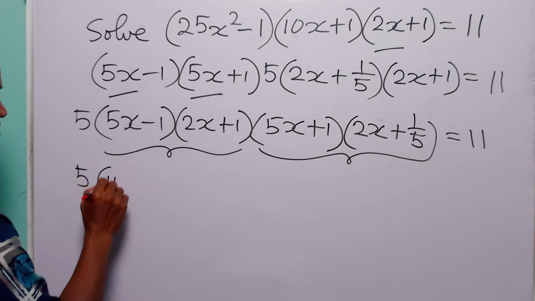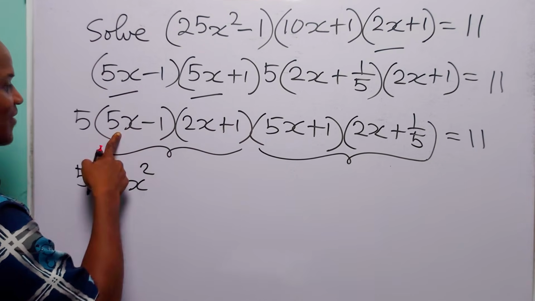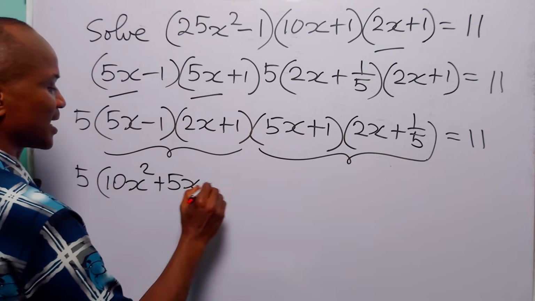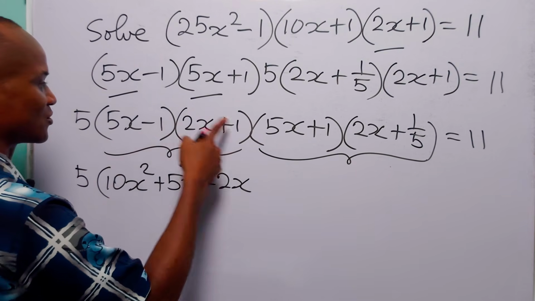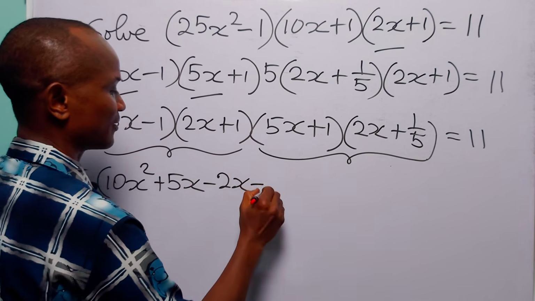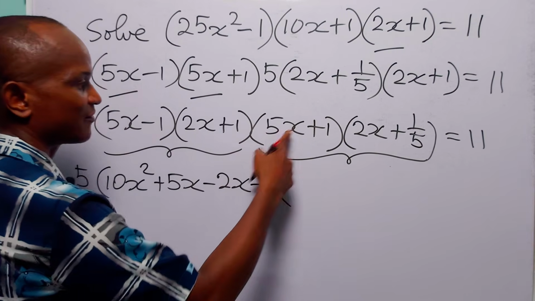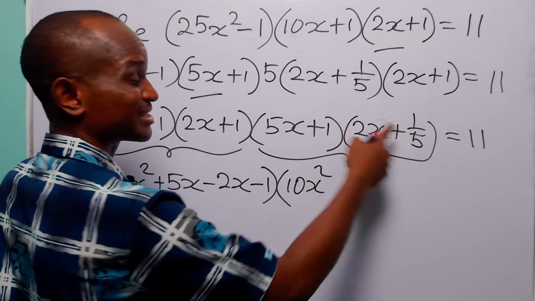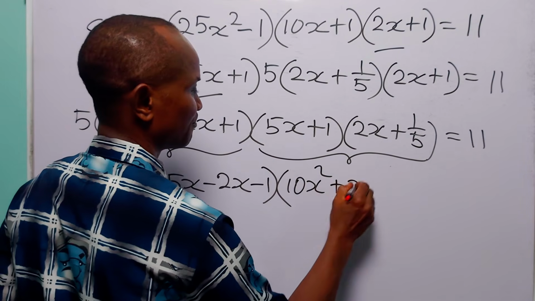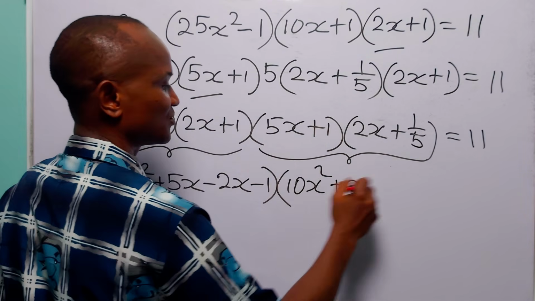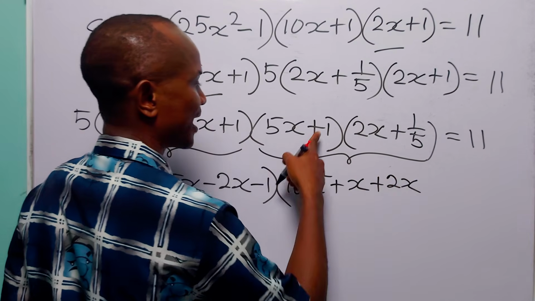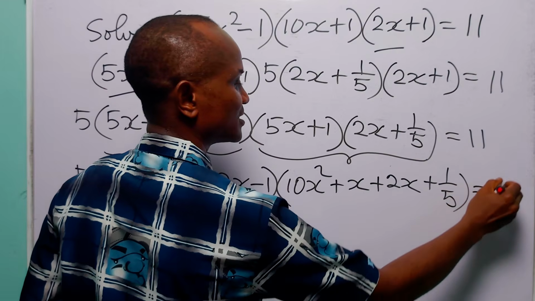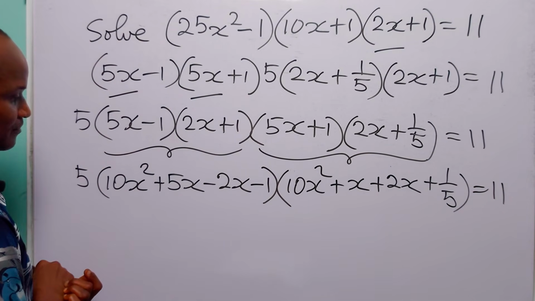5x times 2x is 10x squared. 5x times 1 is 5x. Minus 1 times 2x is minus 2x. And minus 1 times 1 is minus 1. 5x times 2x is 10x squared. 5x times 1 over 5 is x. 1 times 2x is 2x. And 1 times 1 over 5 is 1 over 5. Now this is still equal to 11.